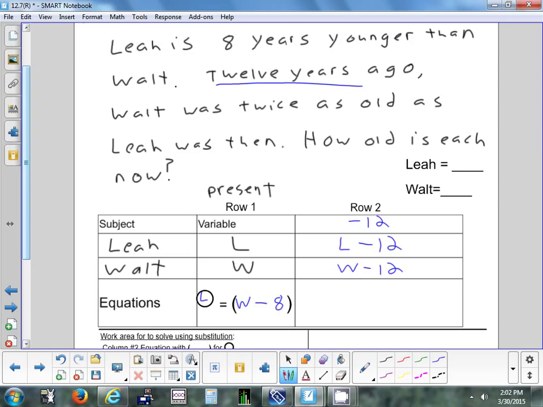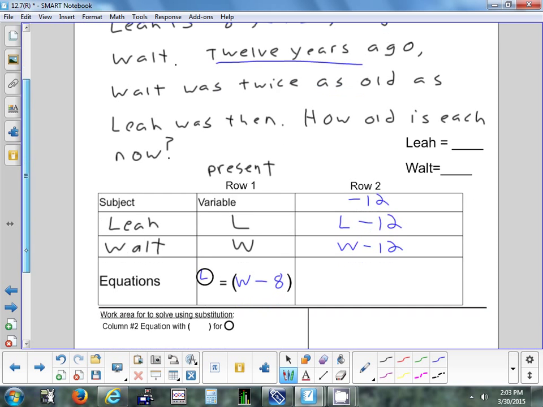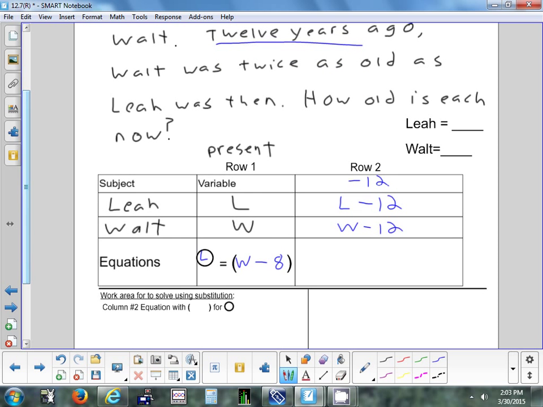Okay. So 12 years ago, Walt was twice as old as Leah was. Remember, we're using these now. So 12 years ago, Walt was... How old was Walt 12 years ago? How are we representing that? Remember, Walt's the first thing that's on there, right? We're talking about the past now. How are we representing Walt in the past? W. Go ahead, Marcus.